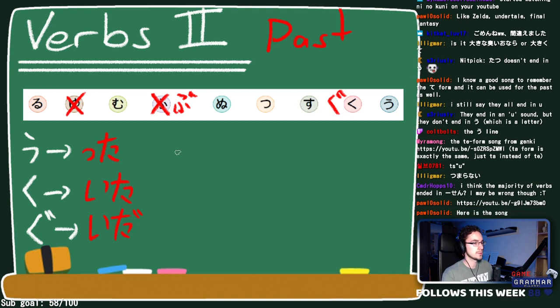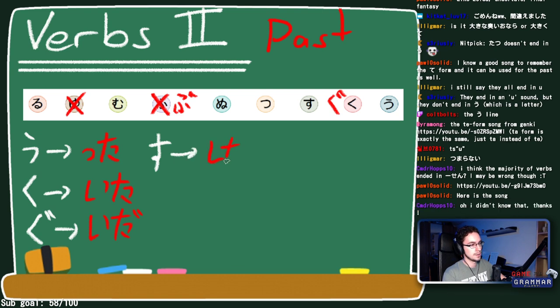So su is the next one. Su turns into shita. Wait, let me make these white. Shita. Oh, I didn't know that. Yeah, there you go. So that's why learning the masu form first is almost a little bit confusing sometimes, because you feel like everything's so complicated. But actually, it's fairly simple.